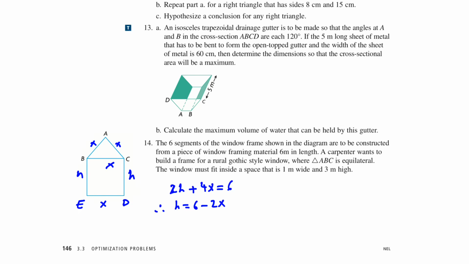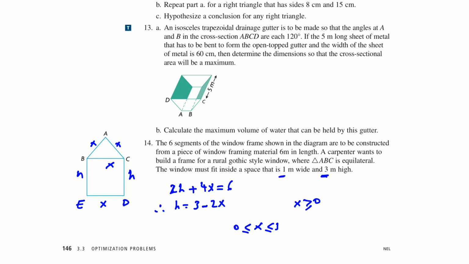This window must fit inside a space that is 1 meter wide and 3 meters high. x is obviously positive because it is the length of the side of the triangle. Therefore, h is definitely less than 3, and x must be less than 1 because the window must fit inside a space that is 1 meter wide and 3 meters high. If x is between 0 and 1, then definitely the height is less than 3.